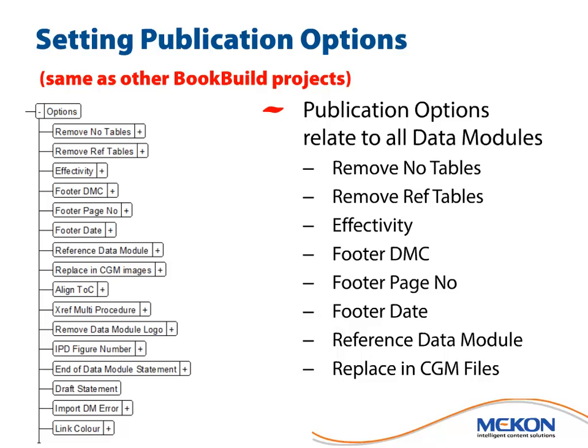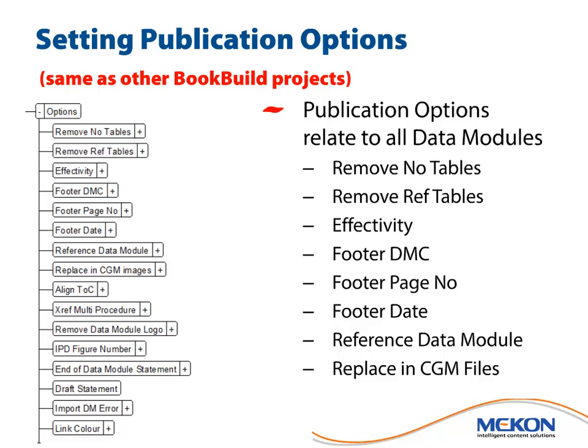So if we run through them very quickly: remove the no tables. In particular, in the procedural data module, you have a number of tables there, and this enables you to remove the empty tables, those that nothing's defined for. And you can remove the reference tables by the next one if you wish. If you're creating a PDF file, because all the cross-references are resolved, there's not really any need to have the reference tables in there.